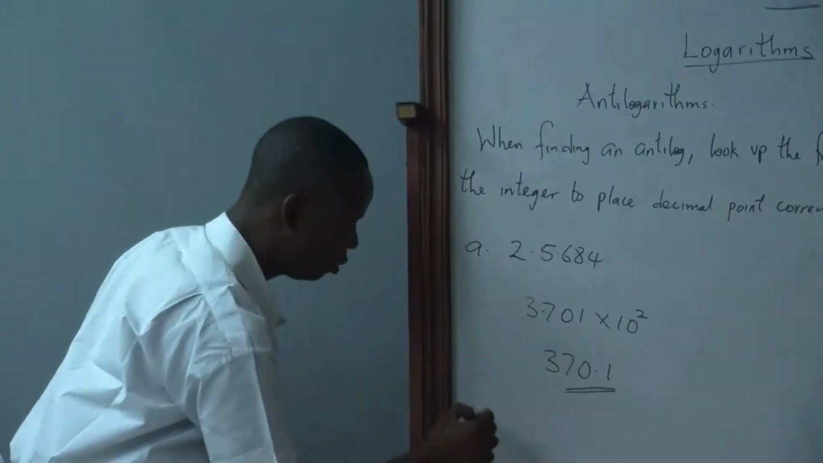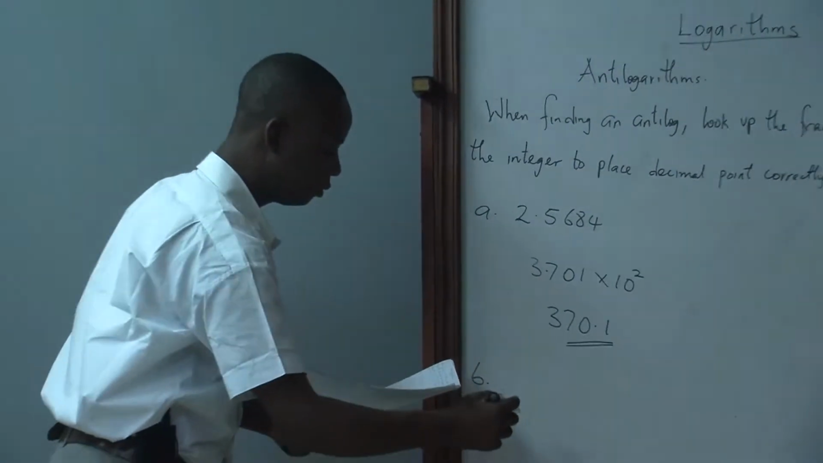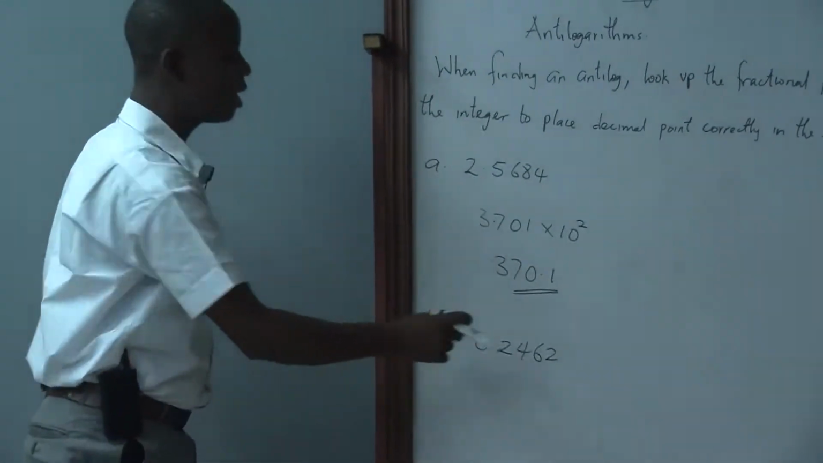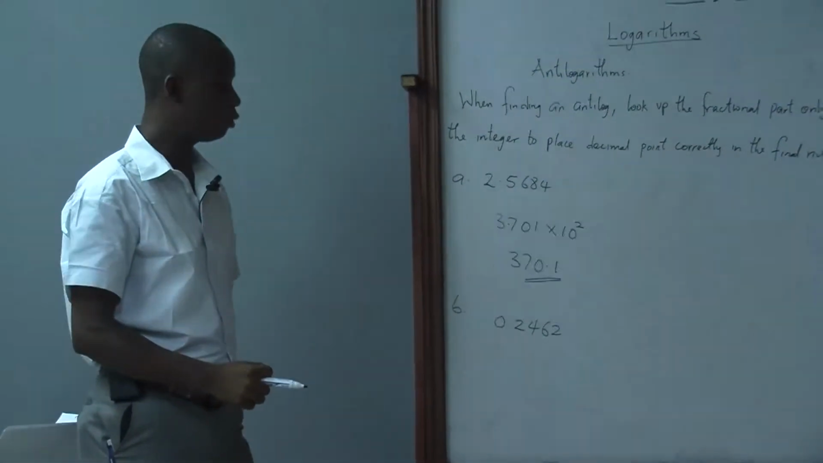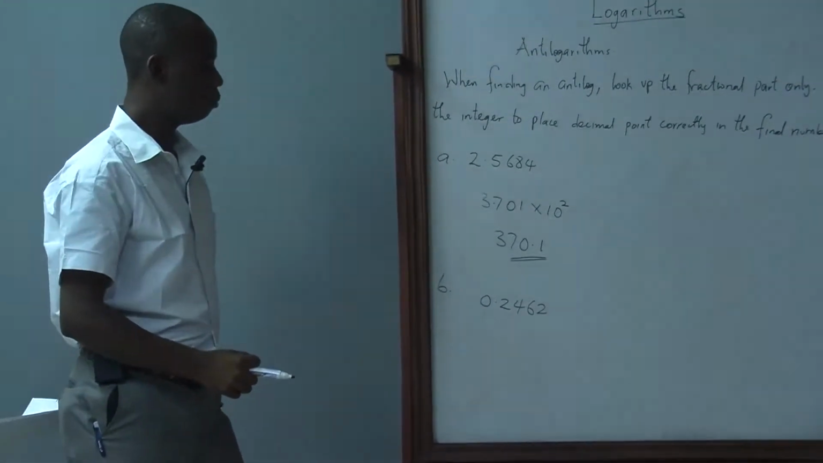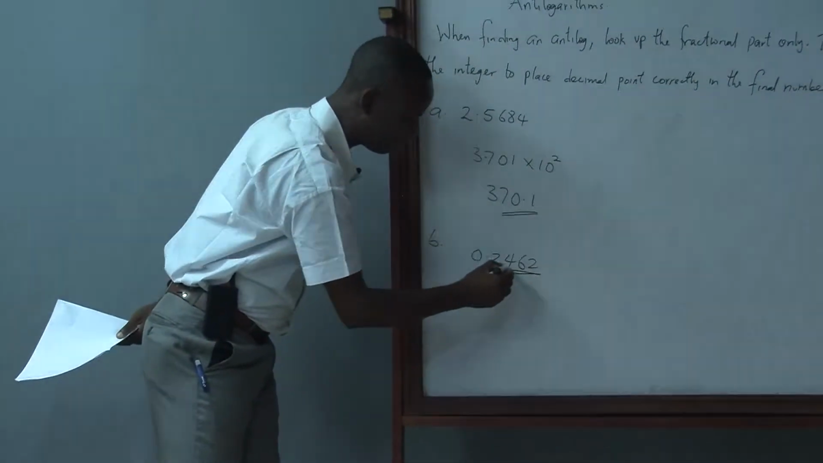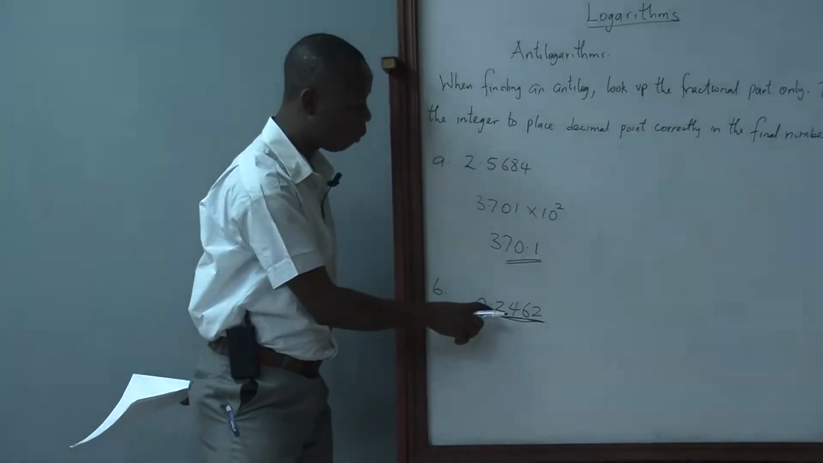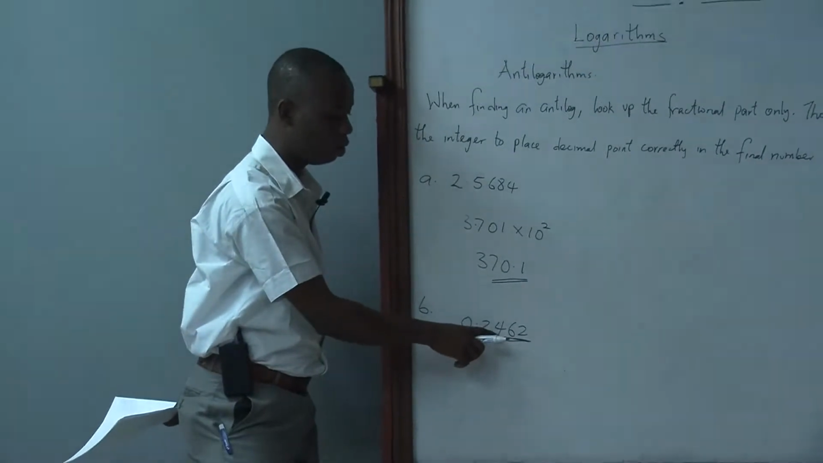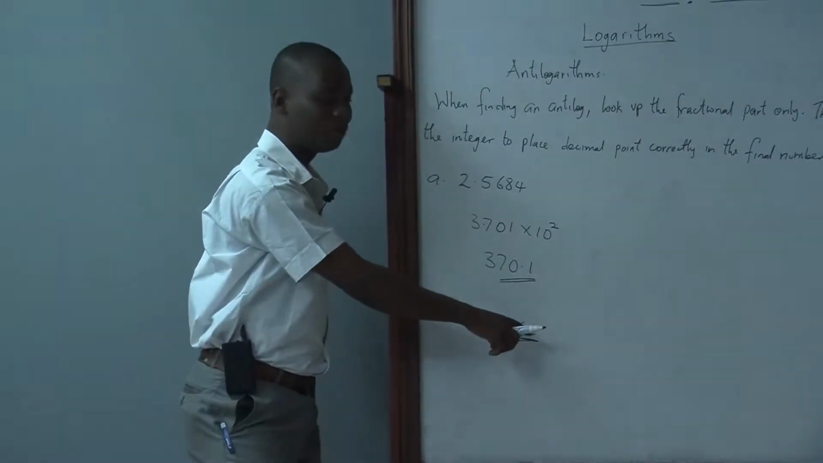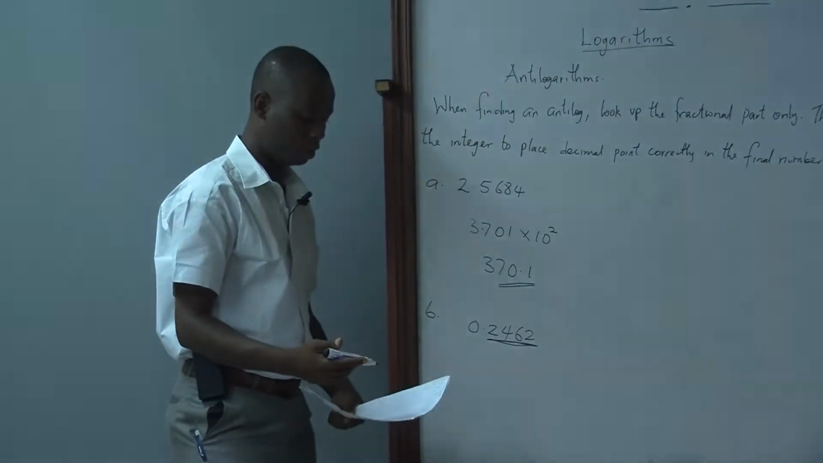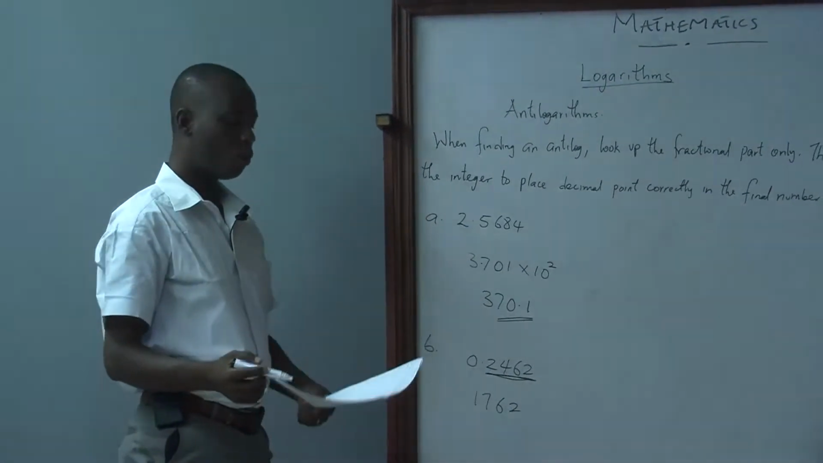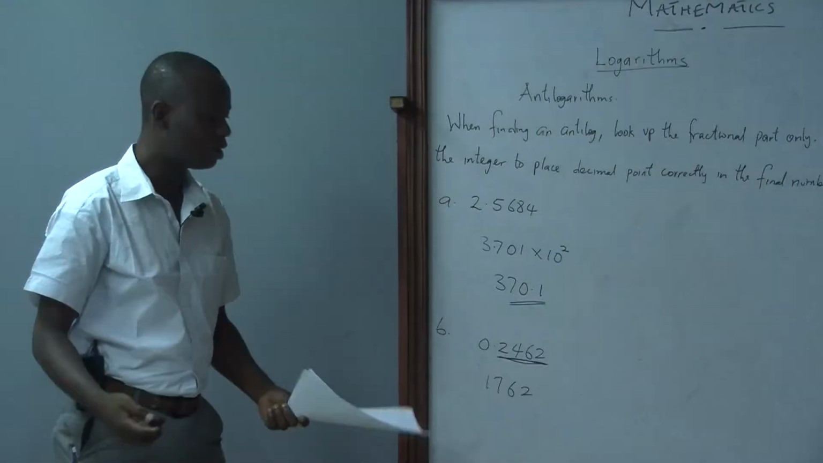Let's look at another one. B. We have 0.2462. I want to find the antilog of this value. Mind you, what we'll be working with first is the fractional part, that is what we're going to look up from the table. We'll be looking at the column where we have 0.24, under row 6, and we add the value we have on the difference of 2. And that will give us 1762. But that is not the final value.